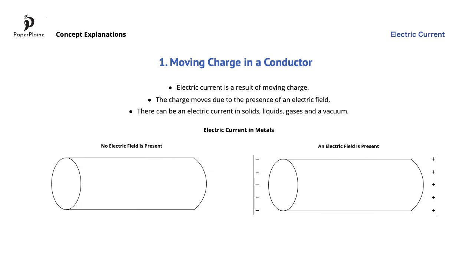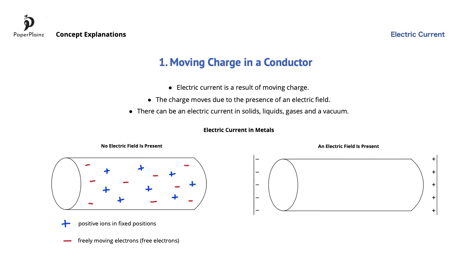The exact structure of different metals varies, but what they have in common is that they are composed of positive ions that sit in fixed positions and electrons that are free to move. These electrons are sometimes called free electrons. When no electric field is present, the electrons move in a completely random manner. The arrows on the diagram show this random movement.